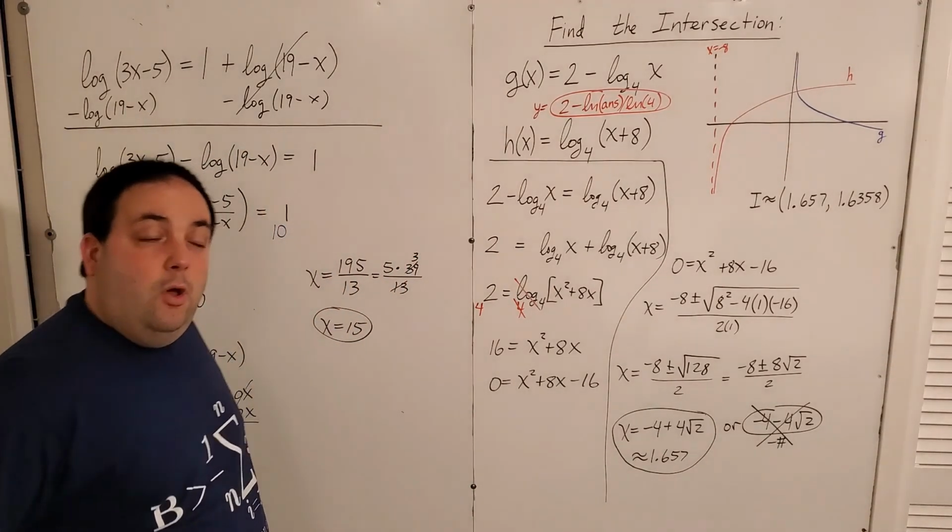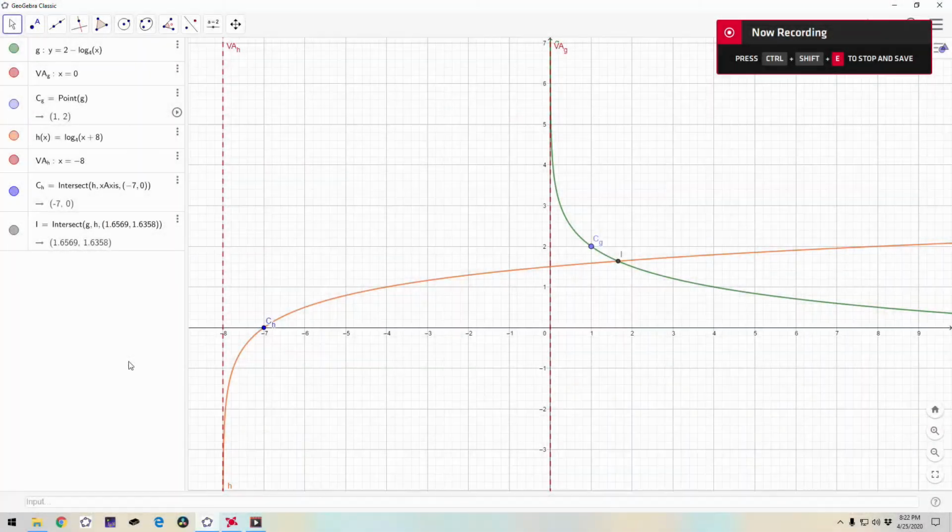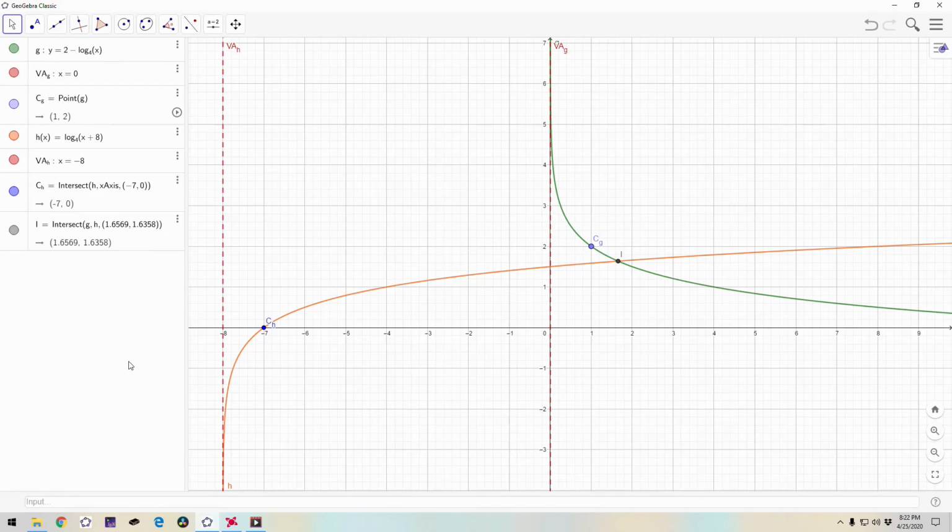Well, I hope this helps you with all of your logarithmic solving endeavors. So here's a better look at the two graphs that we were just calculating the intersection of: 2 minus log base 4 of x and log base 4 of x plus 8. Notice they have different vertical asymptotes. G has the vertical asymptote at 0, or the y-axis, and H has the vertical asymptote at -8. The intersection point here, where they do actually meet, is 1.6569 and 1.6358, same as we calculated.